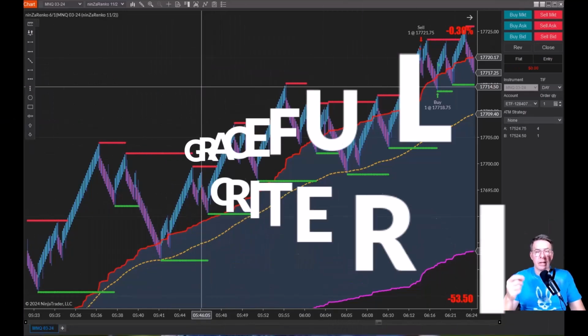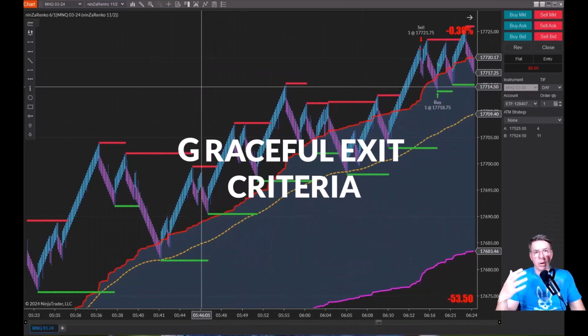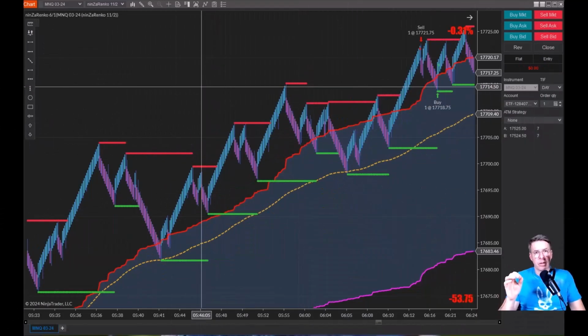So a graceful exit is when a particular criteria is met. That's a discretionary criteria, which I'll talk about in just a moment, where you shift from looking to have it hit your target or stop to a more dynamic trade management approach, which is, okay, I now need to go into graceful exit mode. In other words, I'm trying to get out of this particular trade. Now, what is the criteria? So there's two criteria that I use.